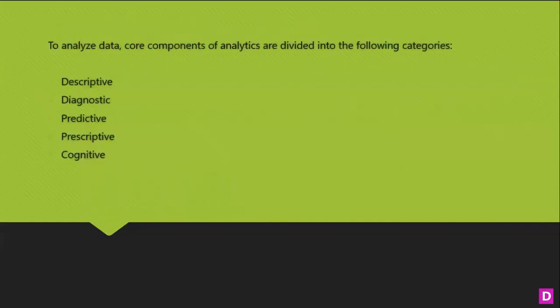Okay. So if we talk about data analysis, we can divide this analysis process into five parts: descriptive, diagnostic, predictive, prescriptive, and cognitive analytics. So let's talk about them in brief. What exactly is the meaning of these different analysis processes?